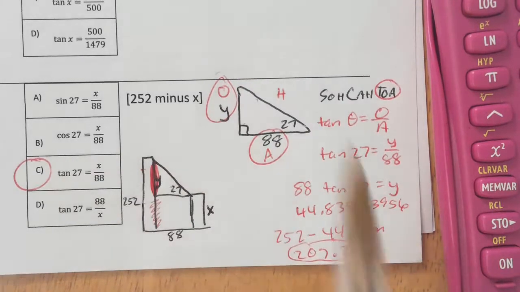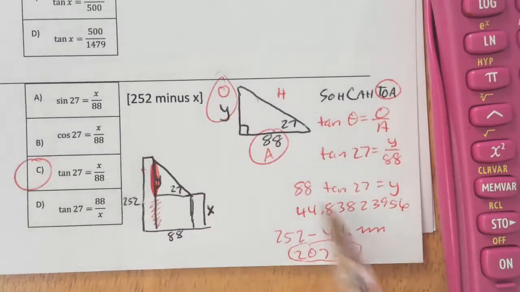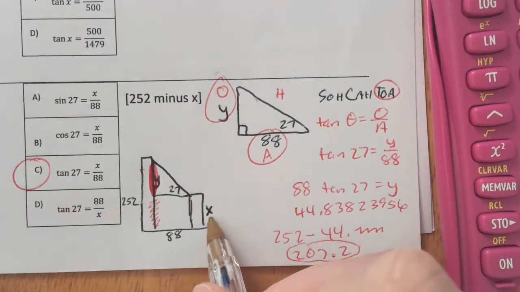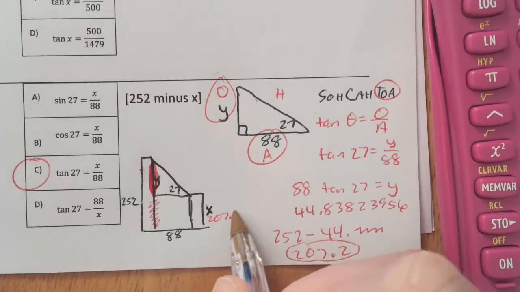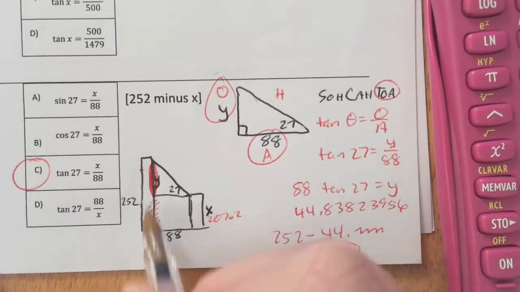All right, perfect. So this one was just a little harder than what you're going to see later. We just had to do this extra step. All right, and so this is our answer, 207.2. Does that look like it makes sense? Yeah, that looks like it makes sense because it's shorter than the tall building.